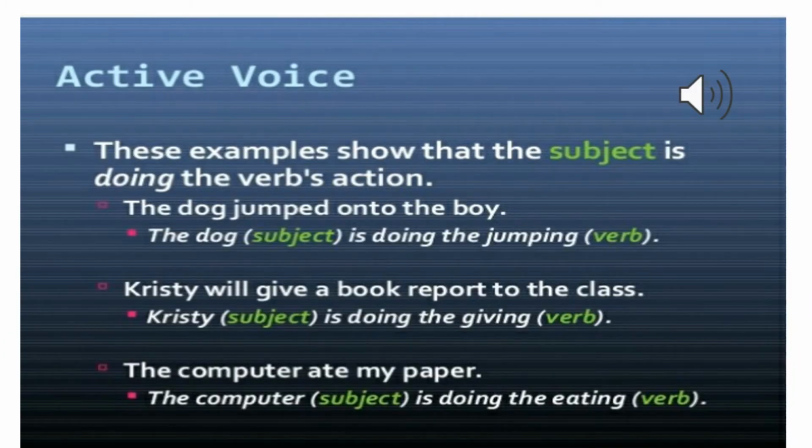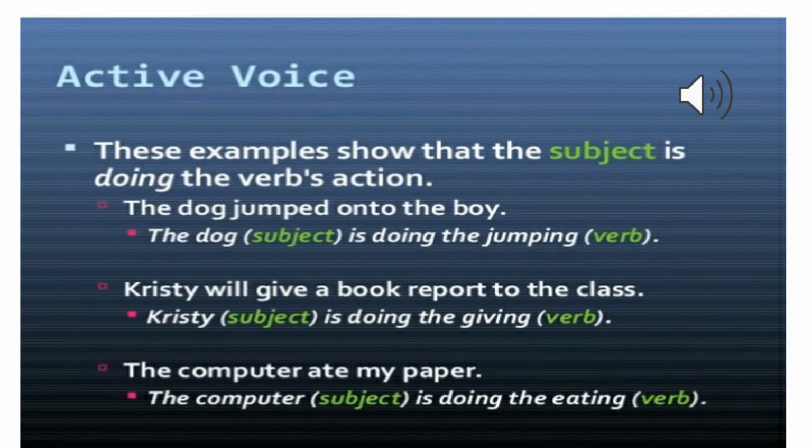Examples of active voice. The first sentence, the dog jumped onto the boy. Here, the dog is the subject because it is the dog in this sentence who is performing an action. In this sentence, it is being described what the dog is doing. The dog is jumping. So here, the dog becomes the subject because the dog is performing an action.